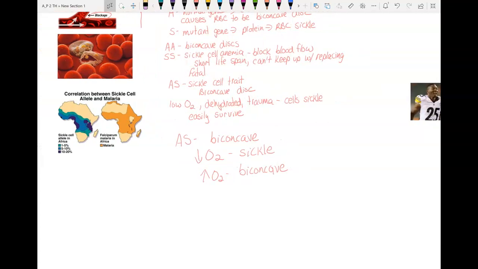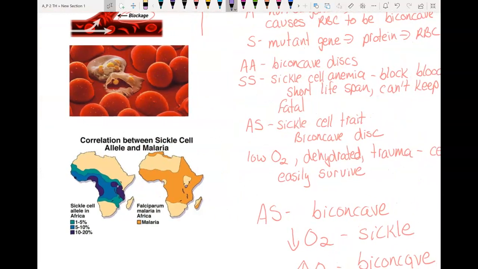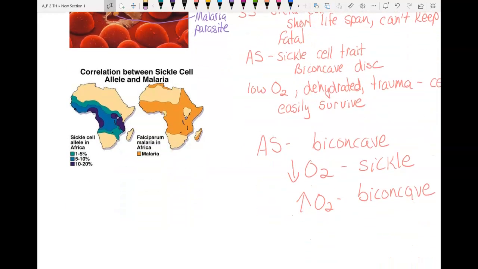So there is a correlation between sickle cell anemia and another disease, malaria. Here is a picture of red blood cells, and this little yellow thing inside is the malaria parasite. You've probably heard of malaria before. Maybe you know that it's spread by a mosquito. Malaria is a parasitic disease that is spread by the Anopheles mosquito, and it is very common in Africa. There is a connection between sickle cell anemia and malaria.